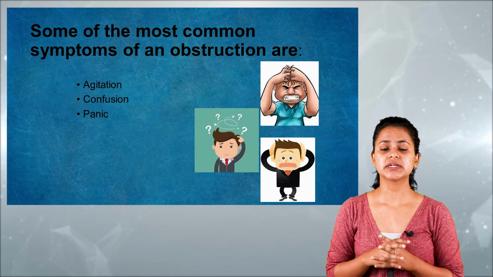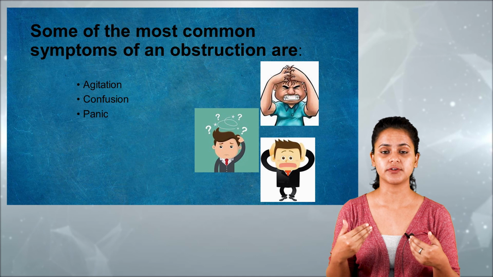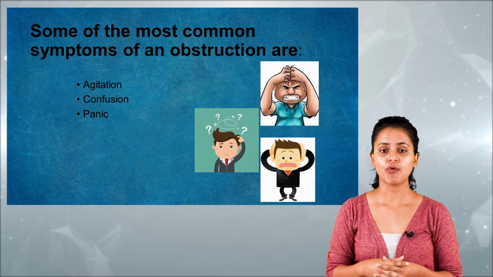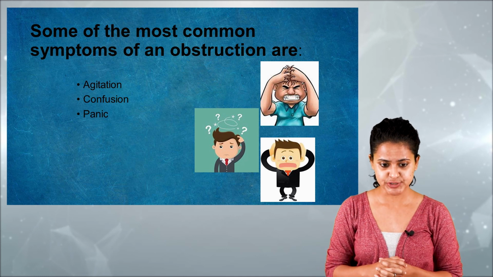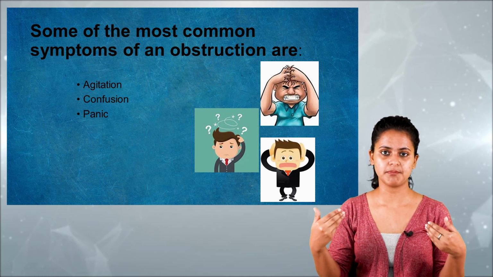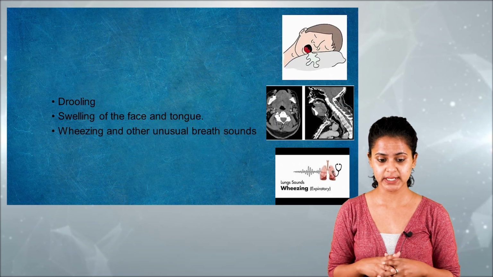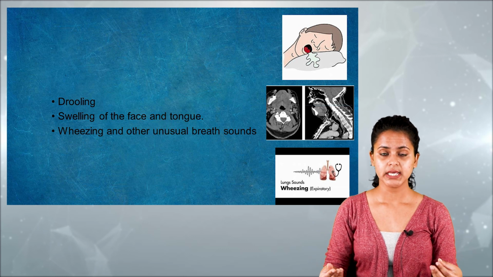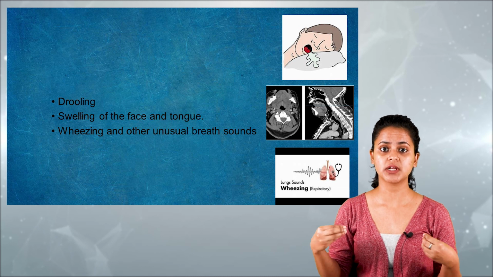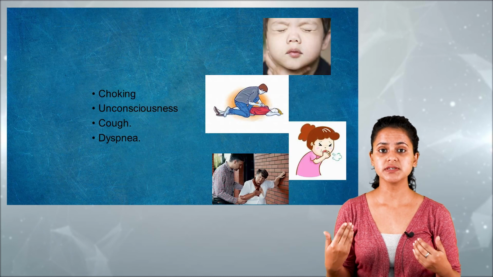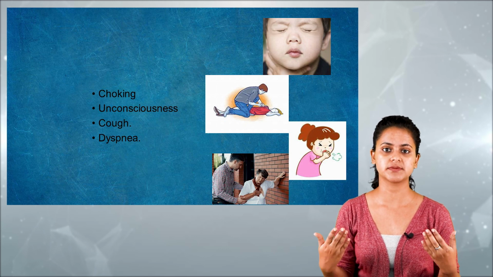So in the majority of clients, we're going to see the clinical symptoms include agitation and confusion in the primary stage, when the person first presents with the obstruction. They will be very agitated, anxious, and in a panic state. We're going to see the client present with abnormal coughing. There can even be wheezing or other unusual breath sounds. The person will present with abnormal coughing as well as dyspnea, that is, difficulty in breathing.